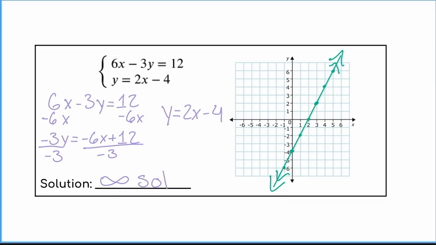Okie dokie. Go ahead and glue that into your notebook.